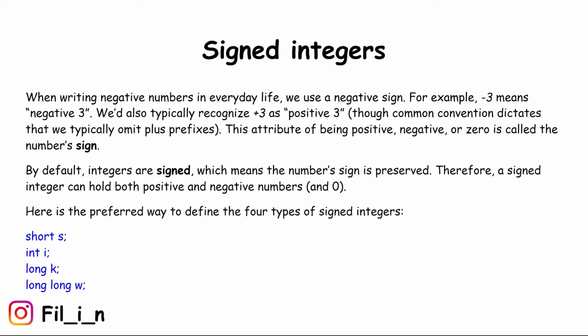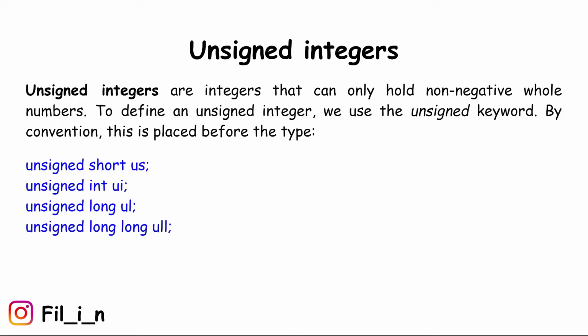Here is the preferred way to define the four types of signed integers: short s, int i, long l, long long ll. Unsigned integers are integers that can only hold non-negative whole numbers. To define an unsigned integer, we use the unsigned keyword. By convention, this is placed before the type: unsigned short s, unsigned int i, unsigned long l, unsigned long long ll.